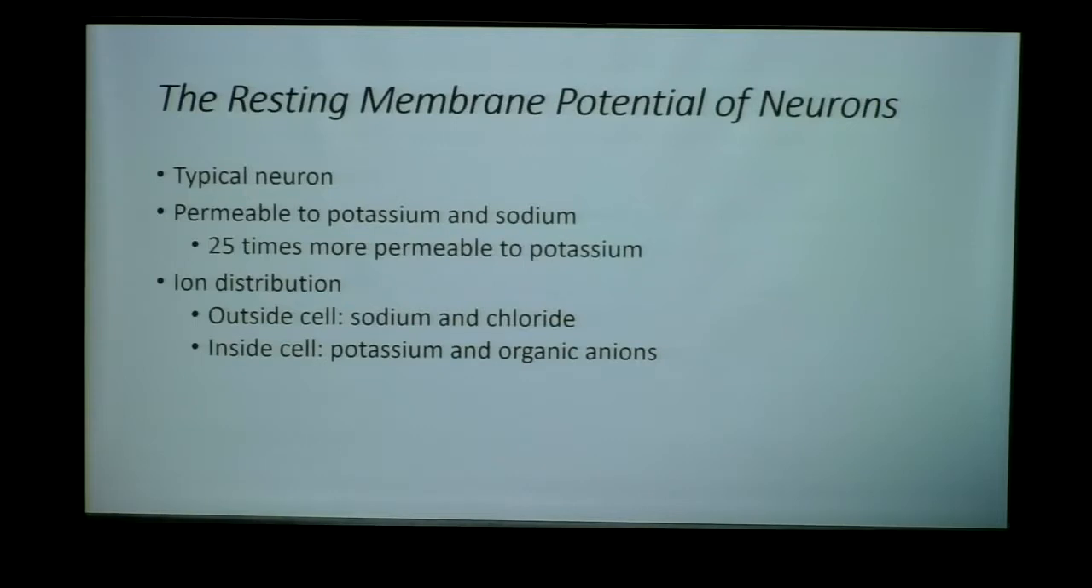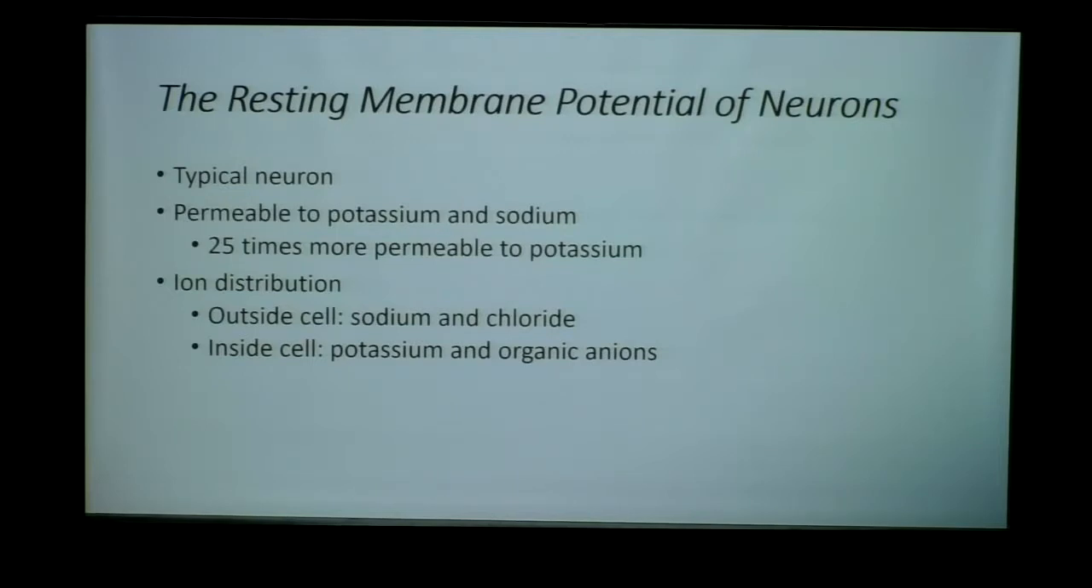Okay, so let's speak about a typical neuron. We mentioned that it is 25 times more permeable to potassium. And again, that simply means that there are 25 more potassium channels than there are sodium channels. So for every sodium channel, we have 25 potassium channels. And basically, the increased permeability of the cell to potassium is what is really helping to influence this resting membrane potential. By the end of today, we'll see what that means. Potassium is very much influential on what this resting membrane potential is.